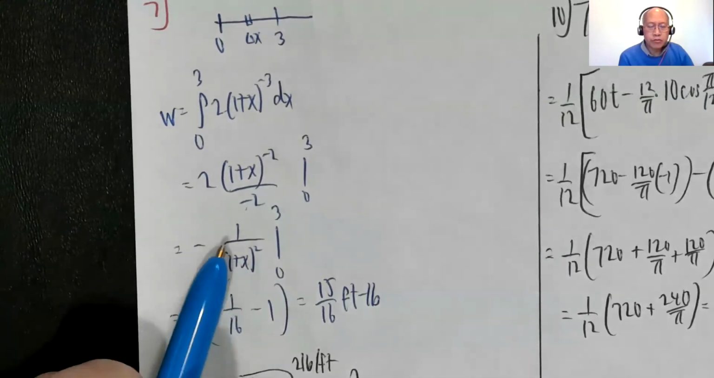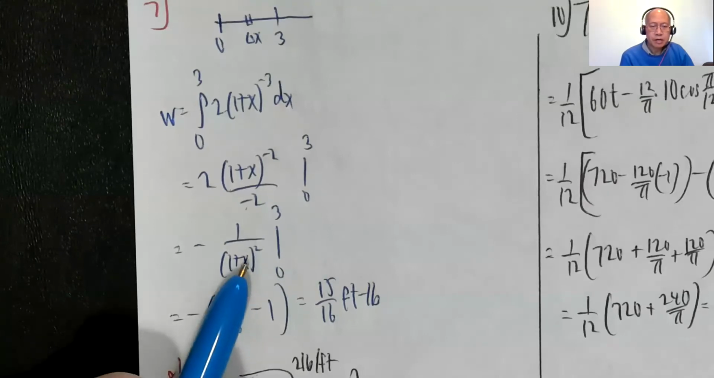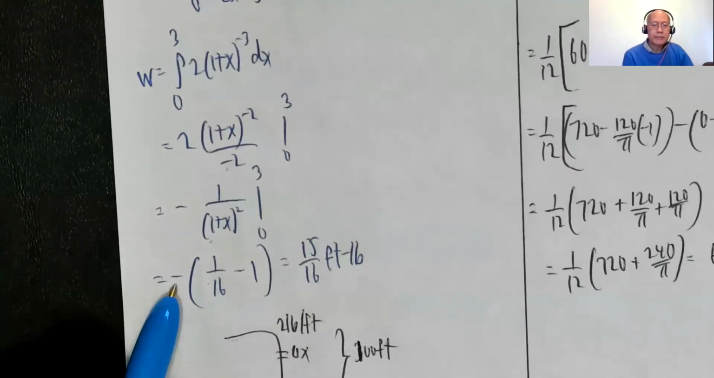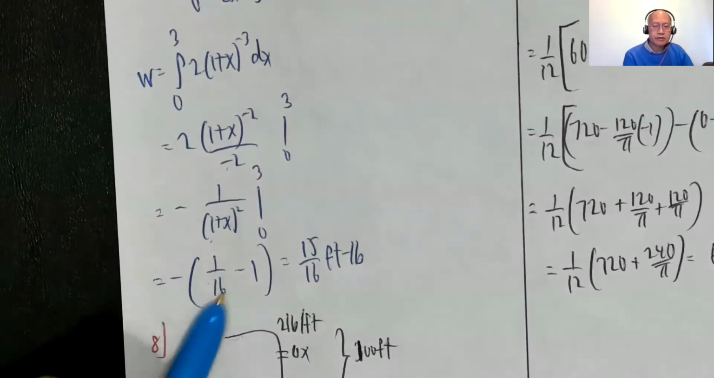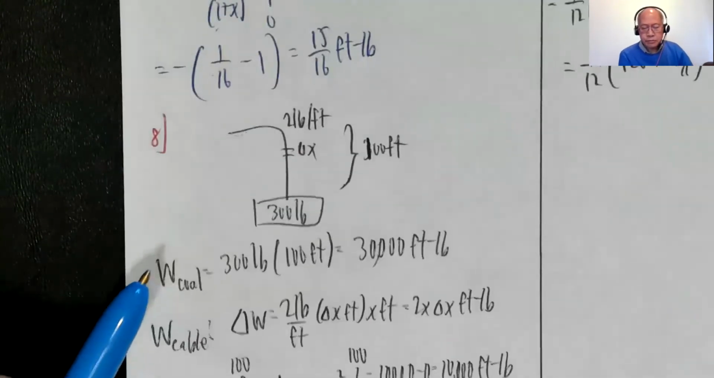Negative 1 over (1 plus x) squared. Plug in 3, you get 1 over 4 squared, which is 1/16. Plug in 0, you get 1. So the opposite of negative 15 over 16, which is positive 15 over 16 foot-pounds.